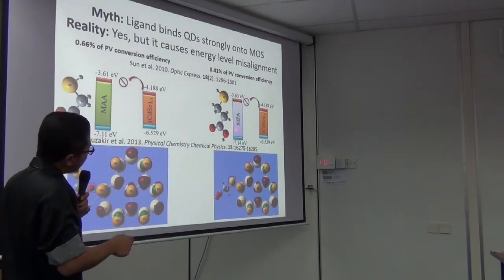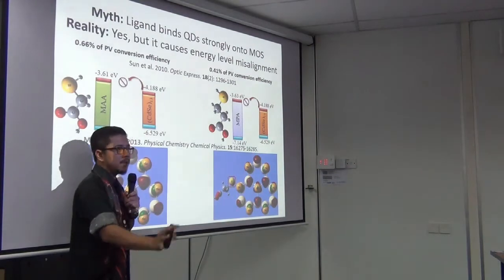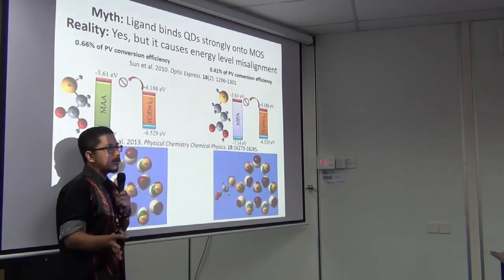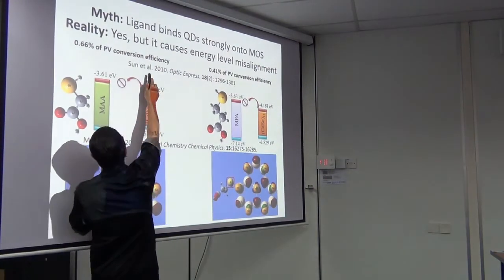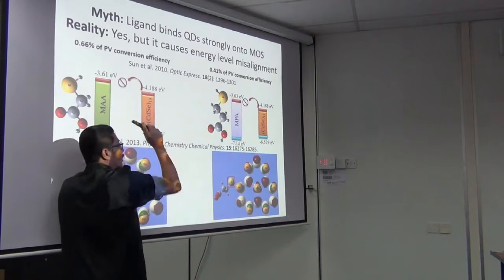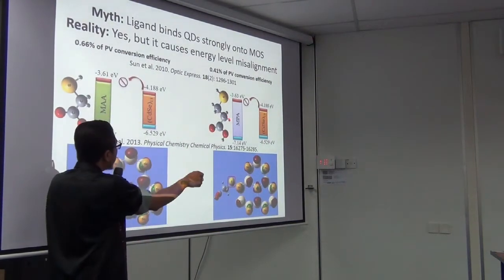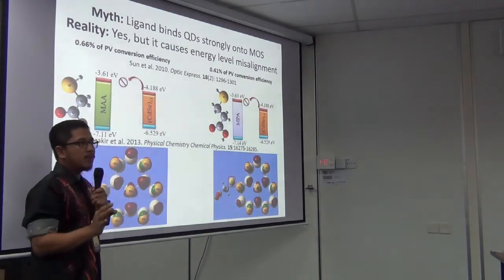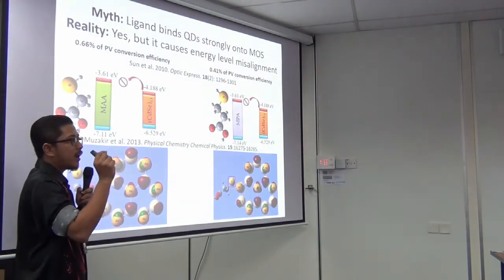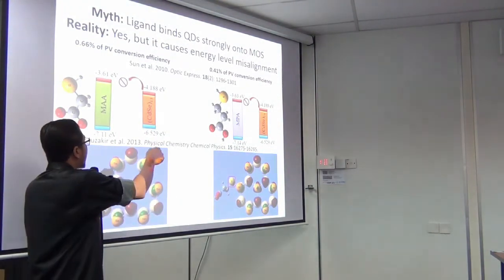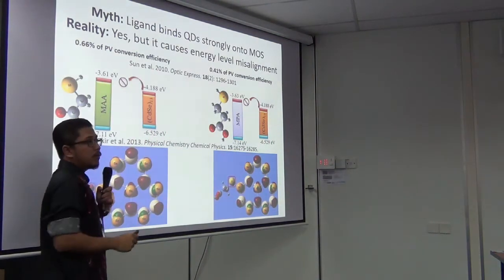MAA and MPA are not suitable for our CdSe quantum dots. For other types of quantum dots, if the LUMO of the quantum dots is higher than the LUMO of the mercaptan, we could use them as our ligand. MAA and MPA are not suitable for CdSe quantum dots because of energy level misalignment. If we have other types of quantum dots with LUMO higher than the LUMO of MAA or MPA, we could use them.